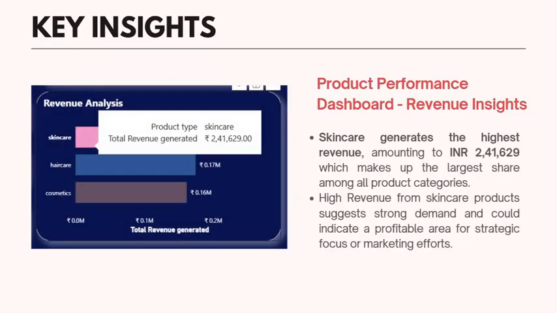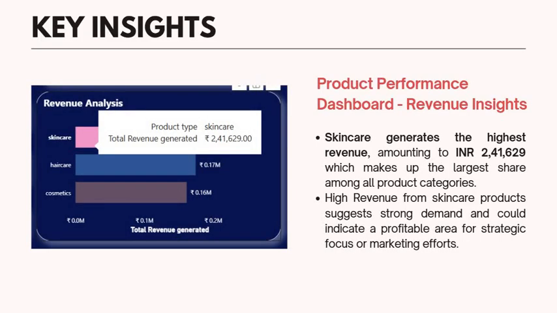Moving forward with the key insights we have generated. The first question was which product type generates the highest revenue, and after analyzing the product performance dashboard, skincare generates the highest revenue, amounting to 2,41,629 Indian rupees, which makes up the largest share among all product categories. And high revenue from skincare products suggests there is a strong demand and it could indicate a profitable area for strategic focus or marketing efforts.